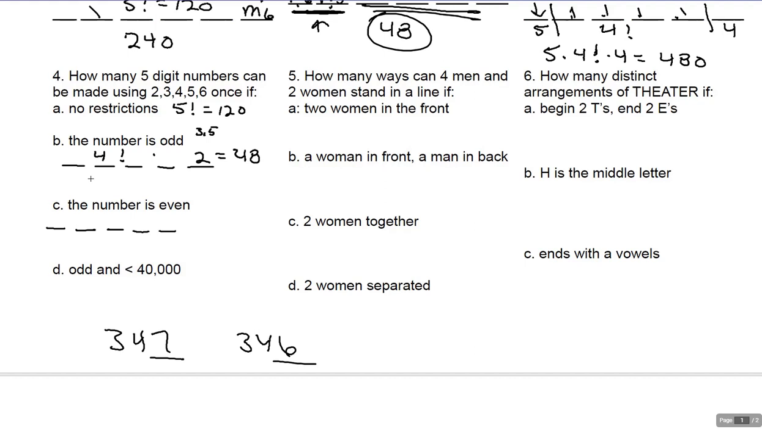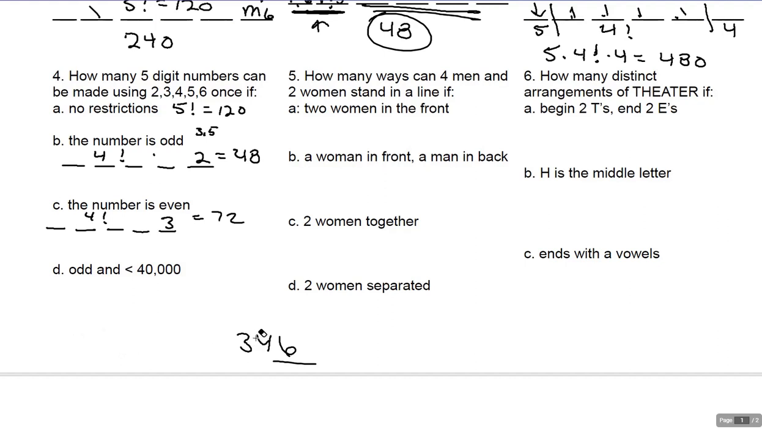Okay, so if it's even, you have 3 numbers that can be even, so you would have 3 choices at the end. Now keep in mind, just because I'm putting the number 3 there, it doesn't mean the number 3 goes there. It means I have 3 choices to put there, right? And then how many ways can I arrange the other numbers? 4 factorial. Exactly. 4 different ways represented by 4 factorial. What's 4 factorial? 72.